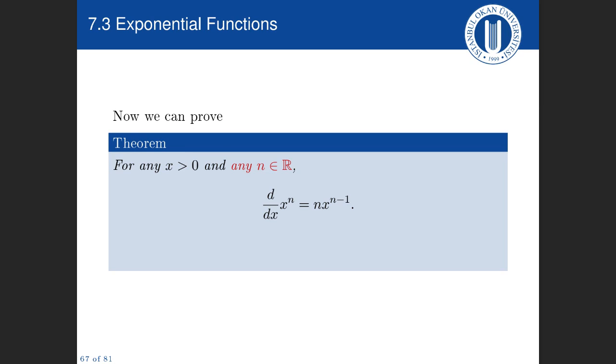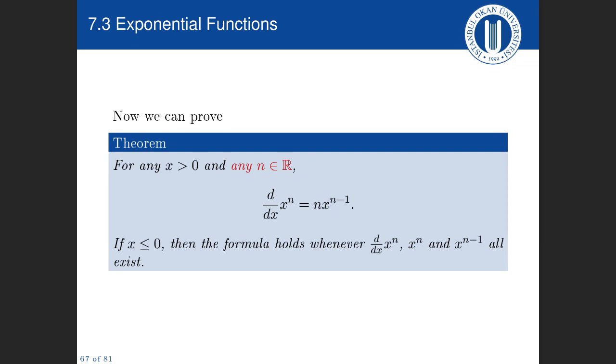Now that we have this definition, we can prove this theorem. For any x greater than 0 and any n in the real numbers, the derivative of x to the power n is n x to the power n minus 1. This is a formula we've been using for many weeks, but we didn't prove it for real numbers, we only proved it for rational numbers before. And we can say if x is less than or equal to 0, then the formula is also true, as long as everything in the formula exists: as long as the derivative of x to the power n exists, as long as x to the power n exists, and as long as x to the power n minus 1 exists.